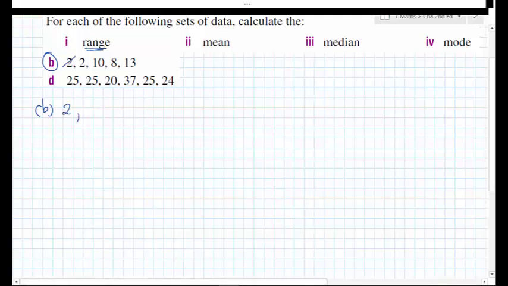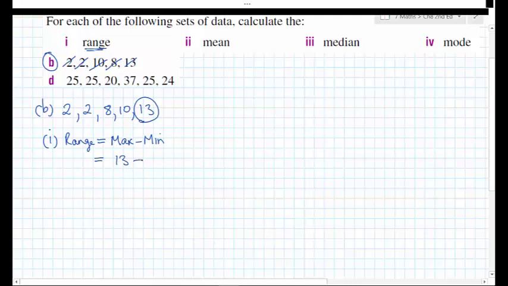So I've got a 2 there, I've got another 2, my next number would actually be 8. I then have a 10, and then I have a 13. I've crossed them out to make sure I haven't missed anything. So my range is my maximum take my minimum. My maximum number is 13. I take away my minimum number, which is 2, and so my range is 11.